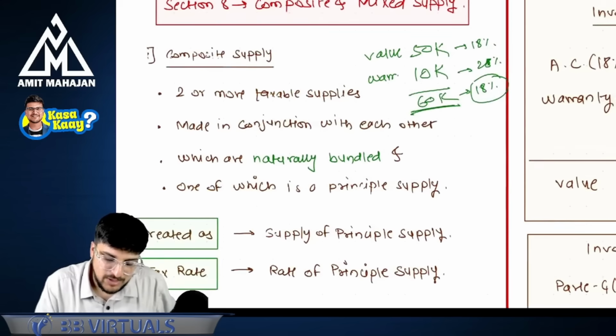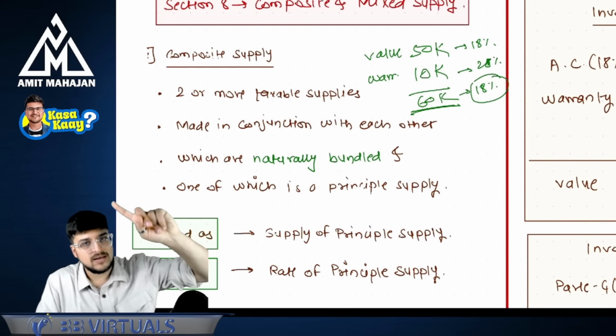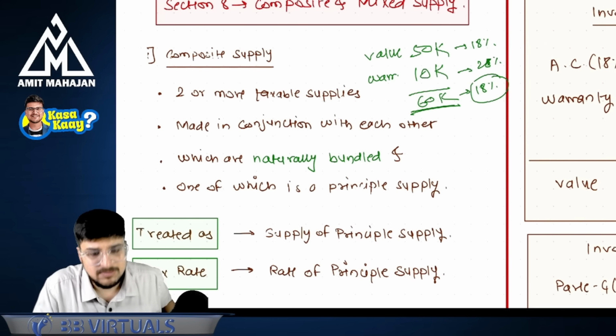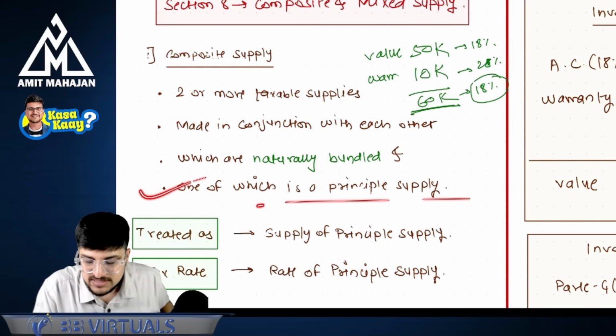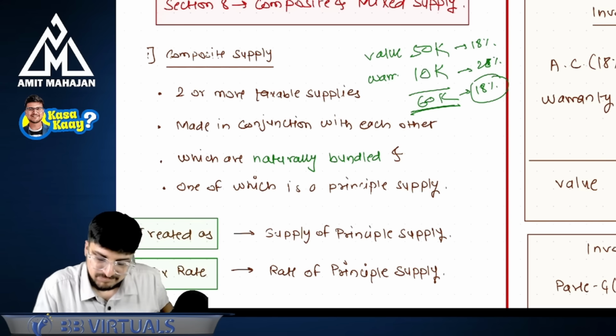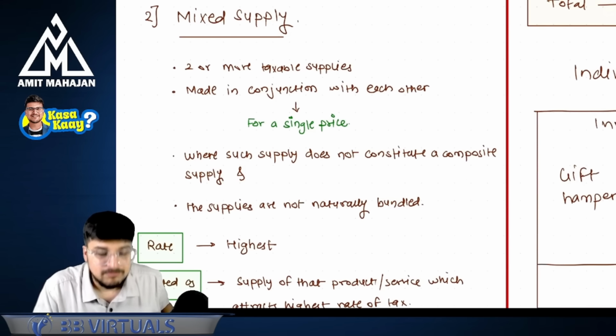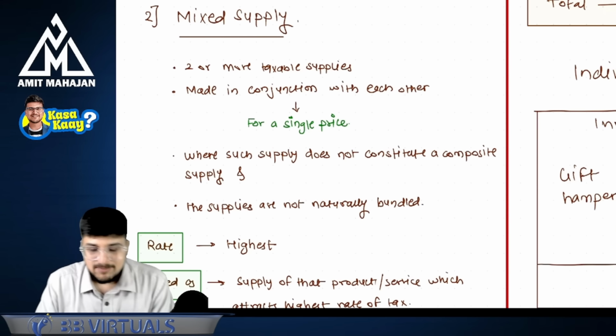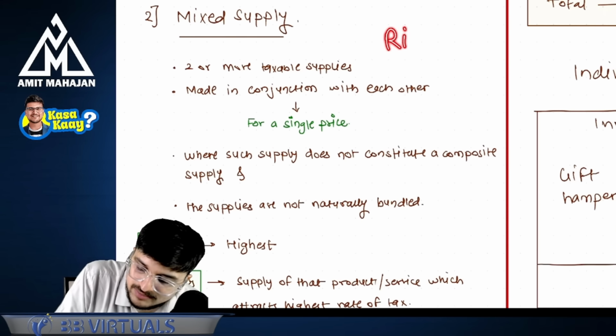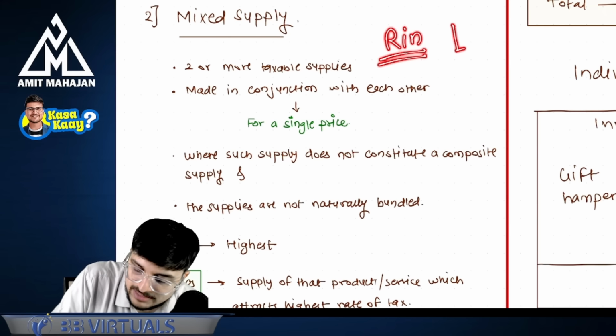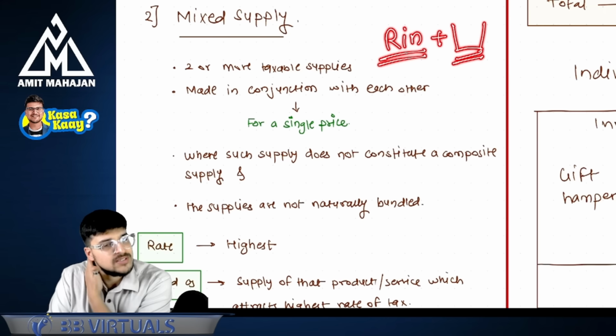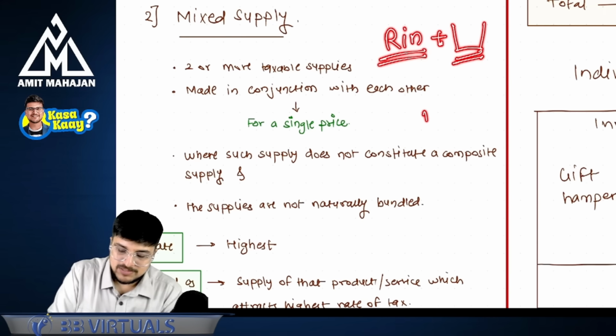See, for your exam perspective, 4 points you need to remember. Number one, two or more taxable supplies made in conjunction with each other, which are naturally bundled, and one of which is a principal supply. In case of mixed supply, what is happening? I will first give you the example. There is one Rin washing powder, and there is one bucket. And with Rin, you are going to get the bucket free of cost. And they are charging 100 rupees for that.